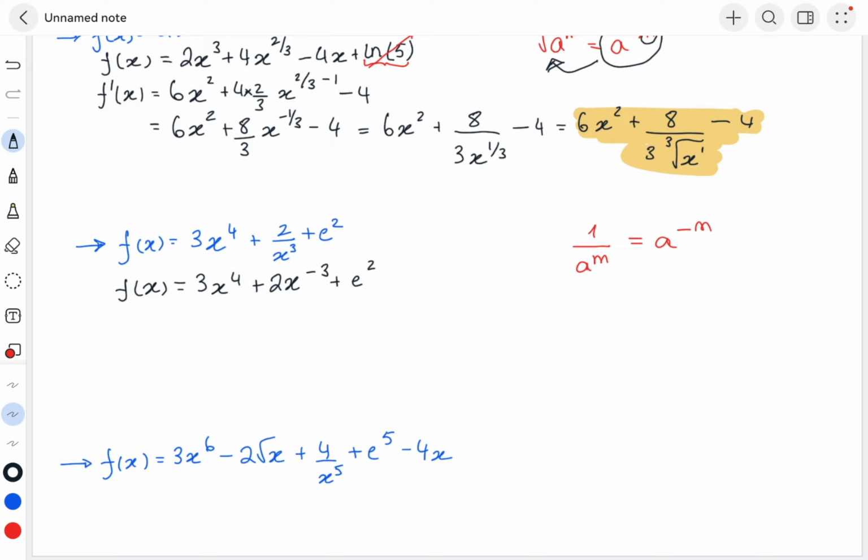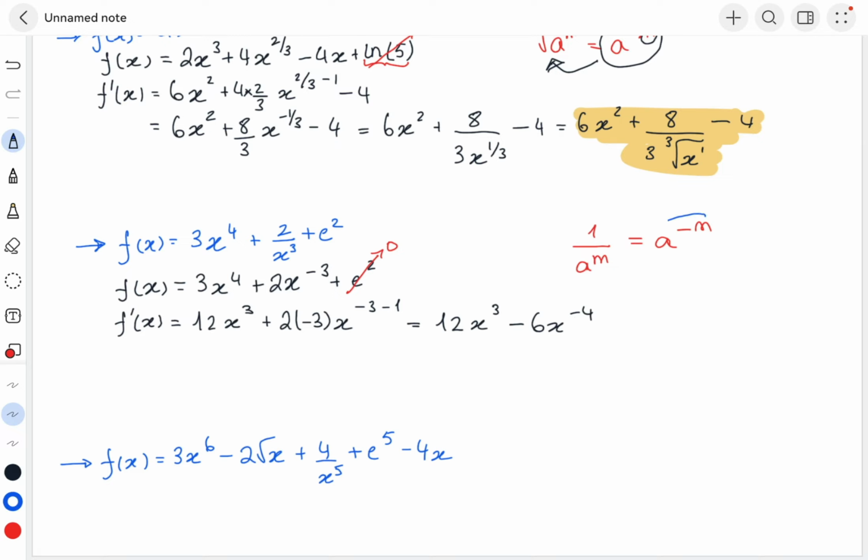And now we can work with it. As we can see, e squared does not have an x next to it, which means it is a constant, which will take it straight to 0. And now we can derive this normally. So 3 times 4 is 12, x to the power of 4 minus 1, which is 3. And now plus 2 multiplied by negative 3, x power negative 3 minus 1, which will give us 12x cubed minus 6x to the negative 4.